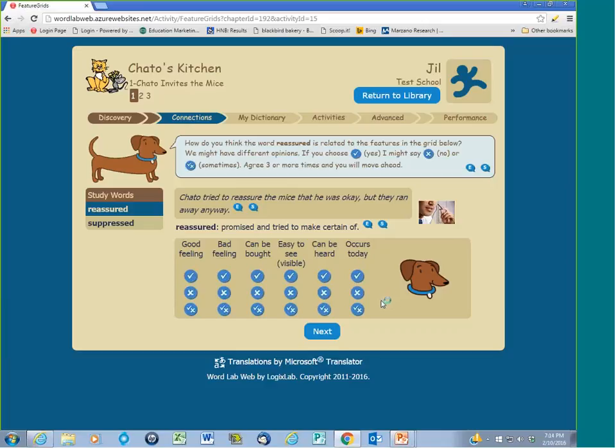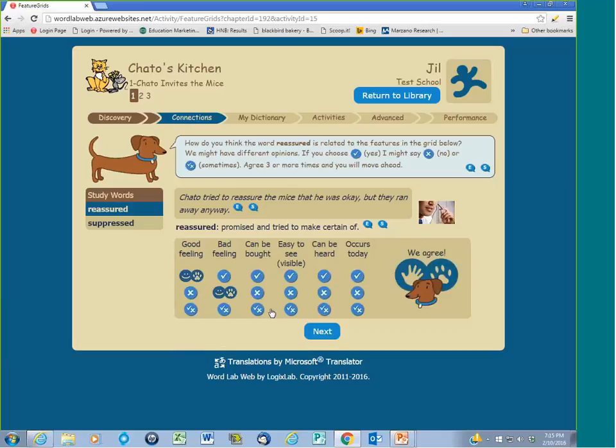Okay. Now, Merlin, our dog here, has an opinion about these words. You are going to compare your opinion with Merlin's opinion. Both of your opinions are valid. But sometimes it makes you think when you notice other people or dogs think differently than you. So, reassured, is that a good feeling, not a good feeling, or just sometimes a good feeling? I'm going to say it is a good feeling. Is it a bad feeling?